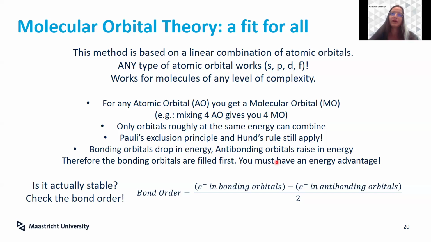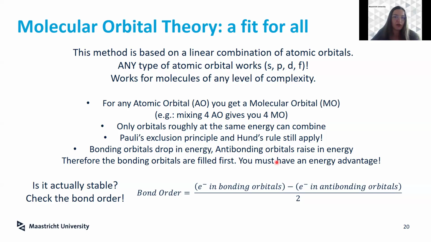Bonding orbitals are called bonding orbitals because the wave function drops in energy. So this will become the energetic advantage. And the molecule will only form if you actually have the energetic advantage. The anti-bonding orbital is not really against the bonding. It's just that it can only be approached when you can go higher in energy. Bonding orbitals are filled first, and only afterwards can you go to anti-bonding orbitals.